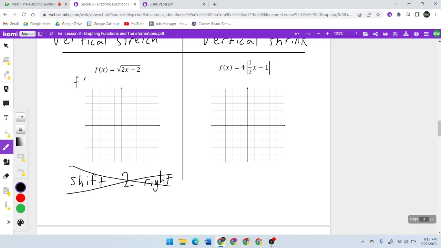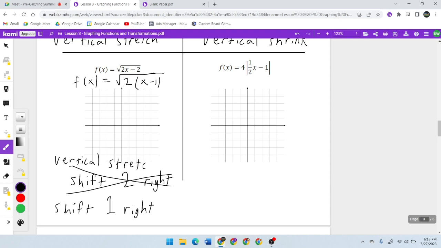What I'm saying is you need to rewrite this function as the square root of, factor out the 2, so you have 2 times the quantity x minus 1. There is your true shift. So we're going to say shift 1 to the right. And that's because you have to factor out the 2 first. You need to have it as x plus or minus some number. That's just the rule. We're also going to say that there is a vertical stretch here. And again, that's because 2 is greater than 1. The 2 being the stretch factor right there.